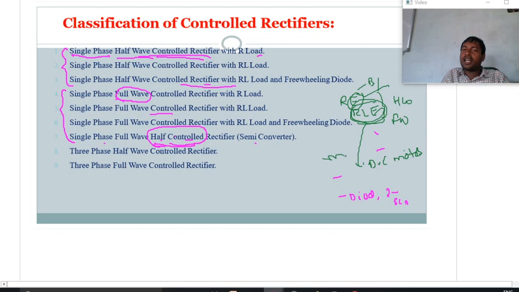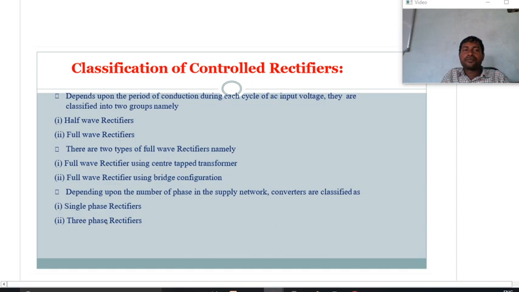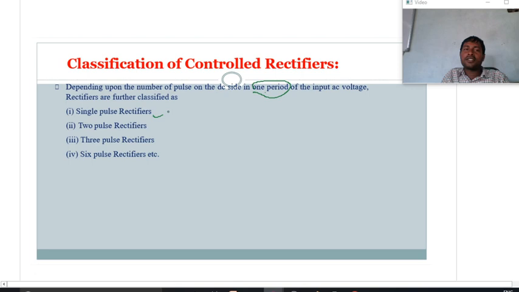Classification of rectifiers is based on the input cycles: half wave, full wave rectifiers, and also two types of full wave rectifiers. One is center tapped, another one is bridge rectifier. Depending on the number of phases, there are two types: single phase rectifiers and three phase rectifiers. And also classification is based on the number of pulses: single pulse, two pulse, three pulse, and six pulse rectifiers.